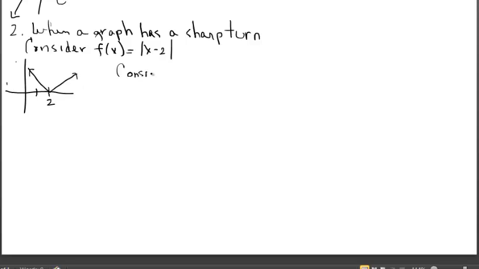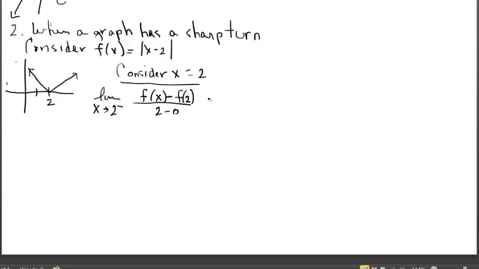So we're going to take a look at differentiability. We're going to consider what's happening at x equals 2 and the behavior there. So let's find the left-hand derivative. As I approach 2 from the left, difference of the y's over the difference of the x's.